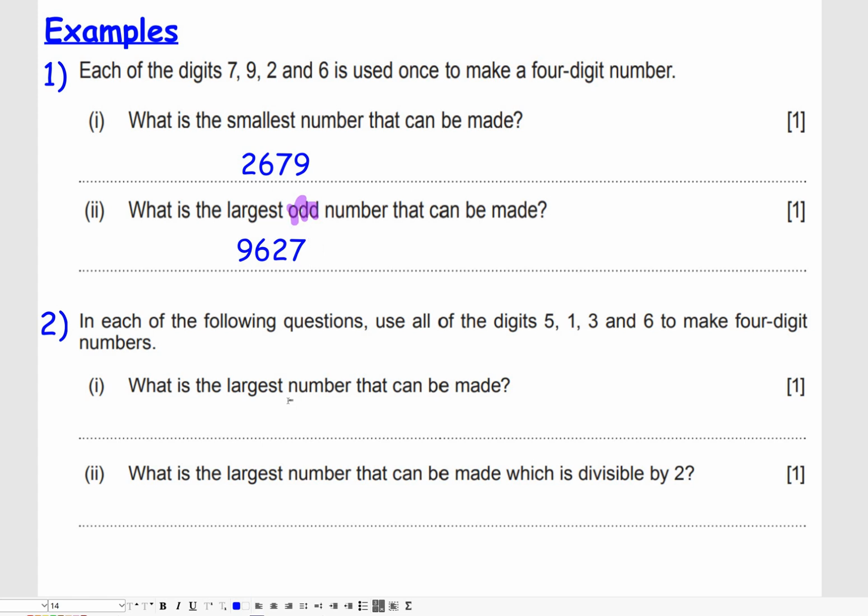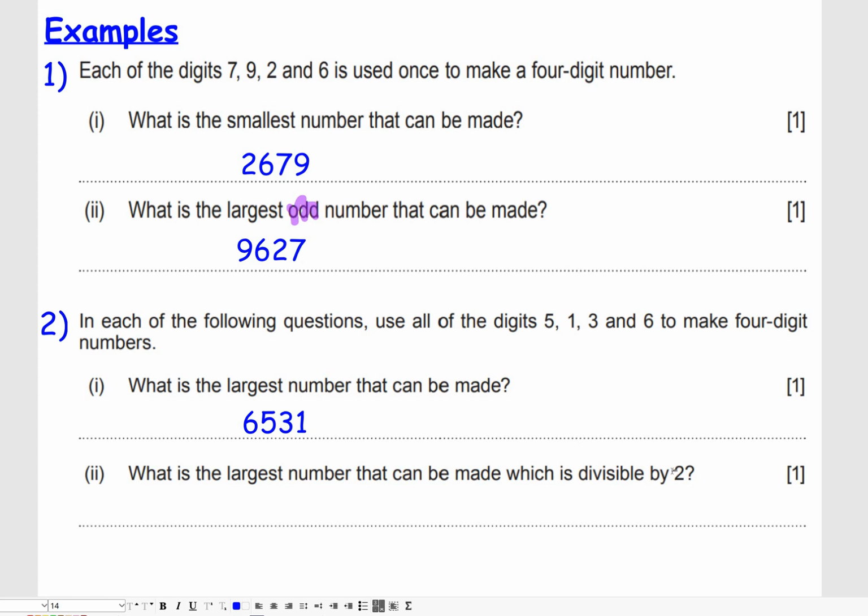Example 2. In each of the following questions, use all of the digits 5, 1, 3 and 6 to make a 4-digit number. What is the largest number that can be made? Well, again, because it's the largest number, we're going to start with the largest digit and then end with the smallest. It's going to be 6,531.